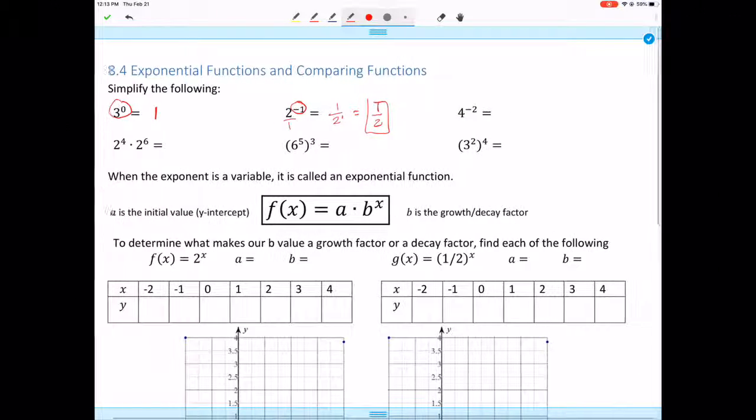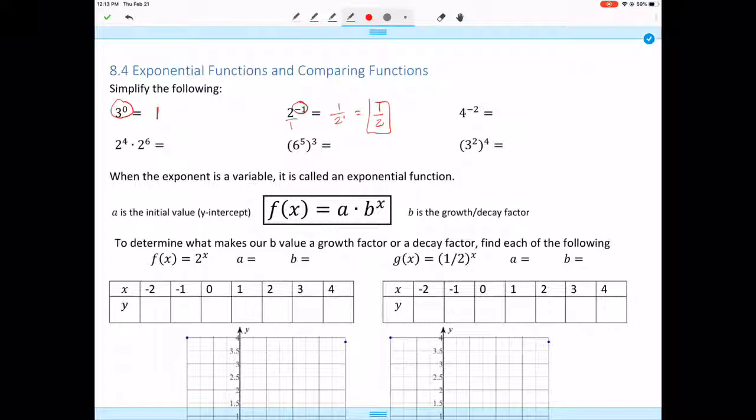Okay, a little more complicated, 4 to the negative 2. The same thing, we don't want a negative exponent, so we'll do the reciprocal. We'll do 1 over 4, but we need to change the sign of the exponent. So that'd be 1 over 16.